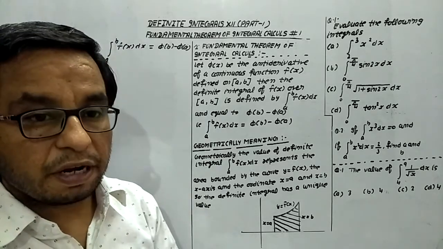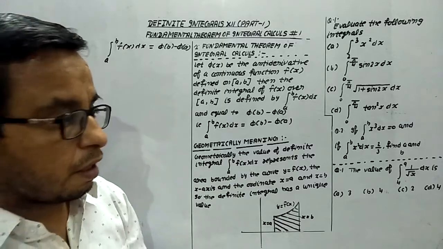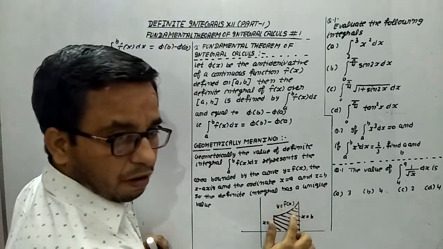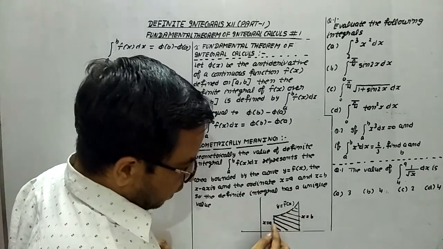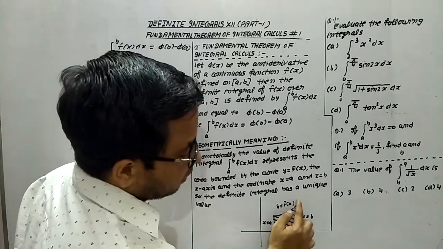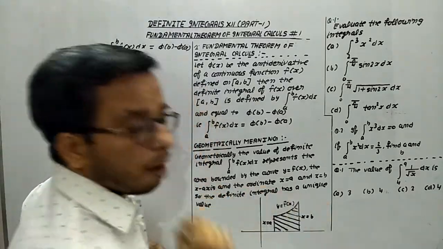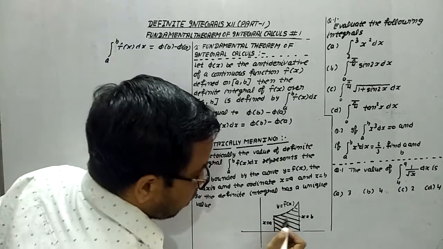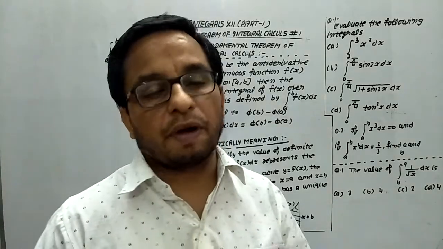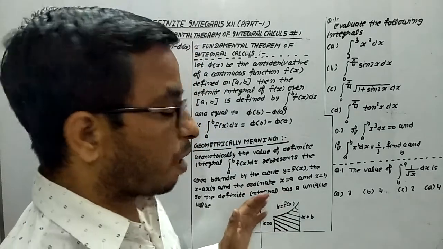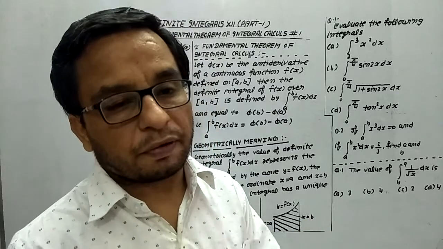Now, what is the geometrical meaning of the fundamental theorem of calculus? Look at this. If we have y equals f x as a curve, then the area bounded by this curve and the ordinates x equals a to x equals b, it means from the lower limit to the upper limit, this area we will get after doing the definite integral. This is the basic geometrical meaning, which we have to use for the applications.